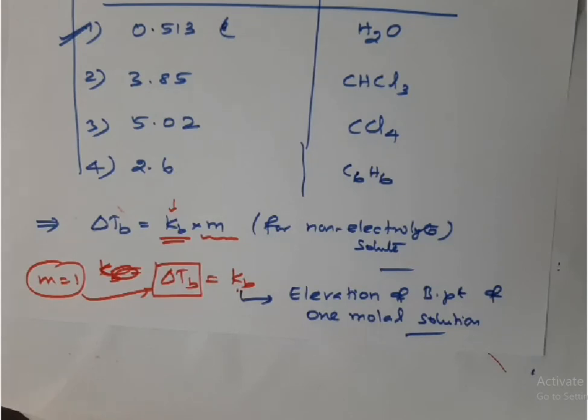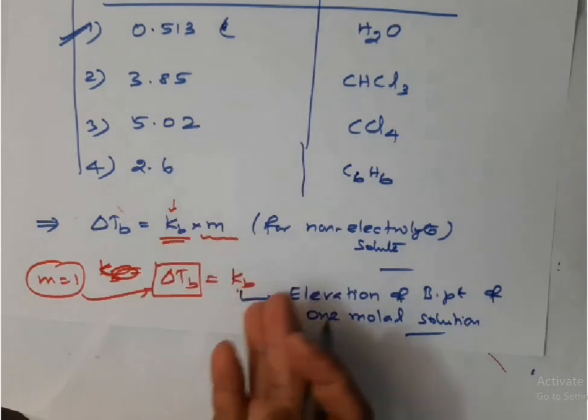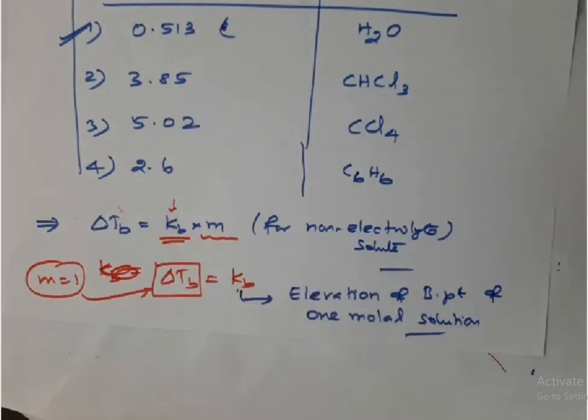If you take some amount of solute and add it in water or some solvent, and you get a 1 molal solution, for that solution you measure the elevation in boiling point. That elevation in boiling point will give you the value of Kb. So you can determine Kb experimentally like this, right? And you can also calculate Kb using this formula. This I have told you already.